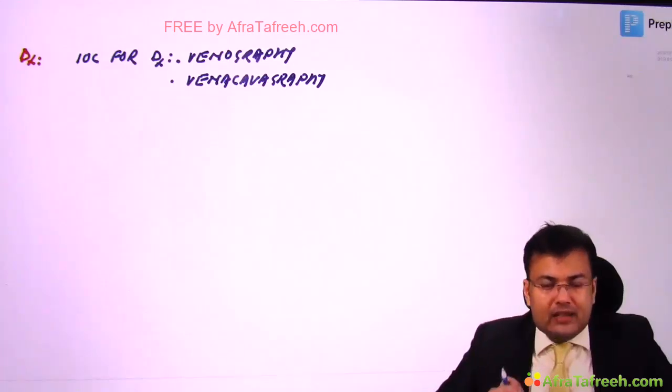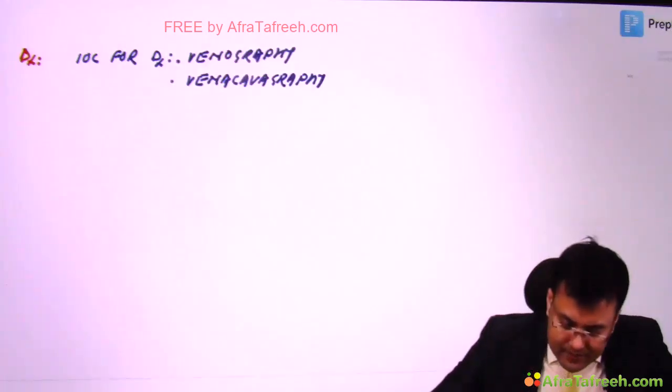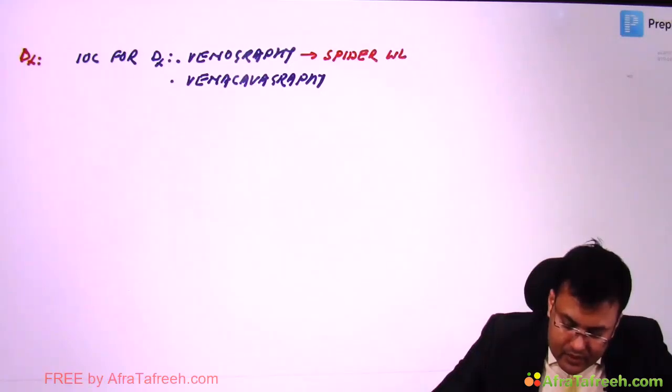And what kind of collaterals are seen on venography? It is spider web collaterals. So on venography, there are spider web collaterals.